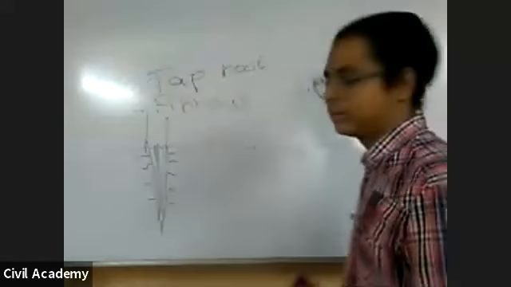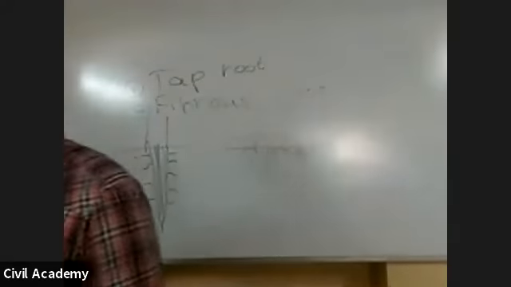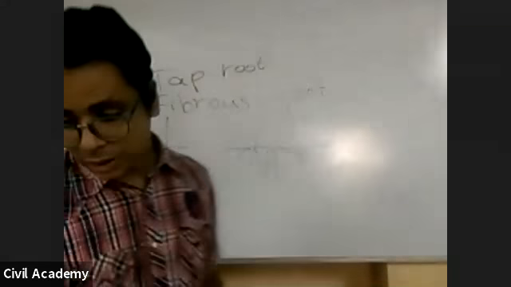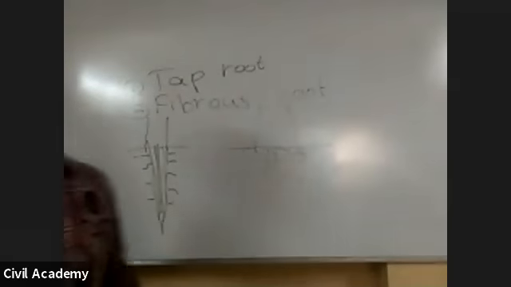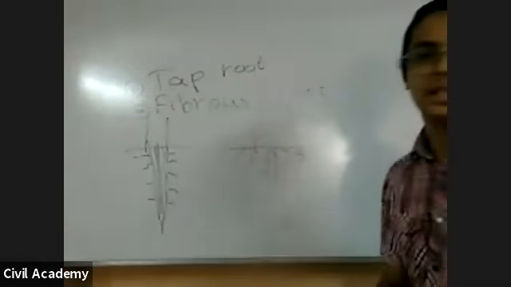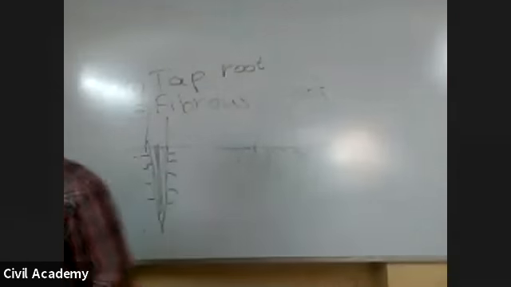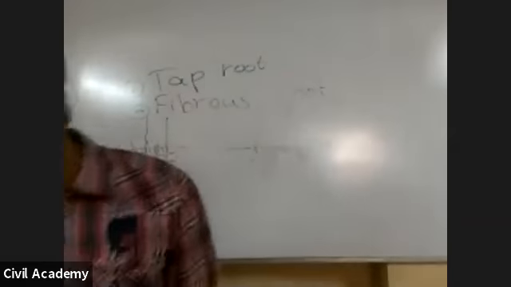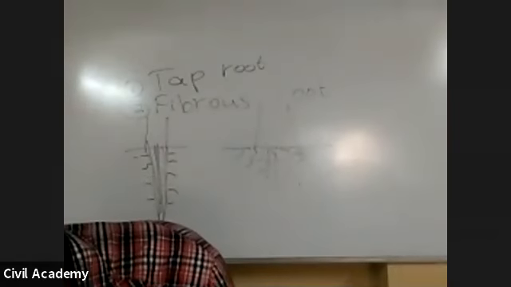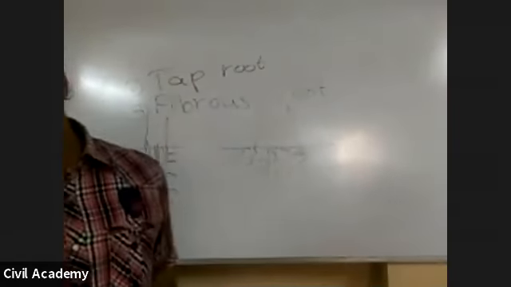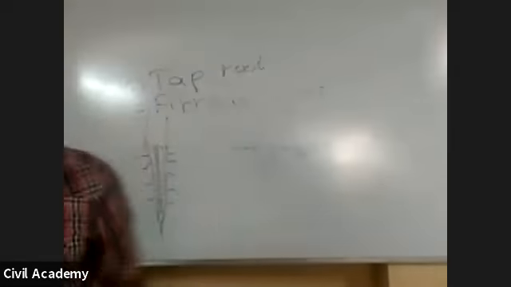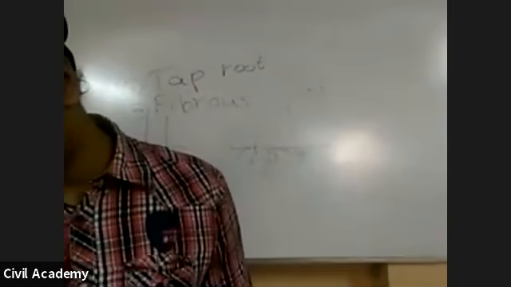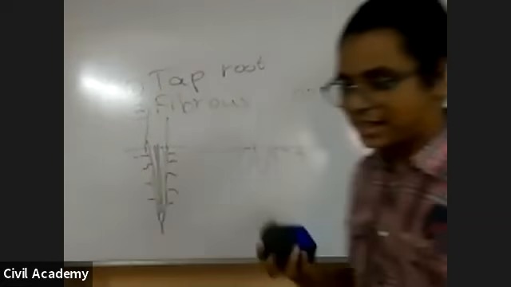The tap root is a large, central and dominant root from which other roots sprout laterally. Examples: carrot, radish, and beetroot.